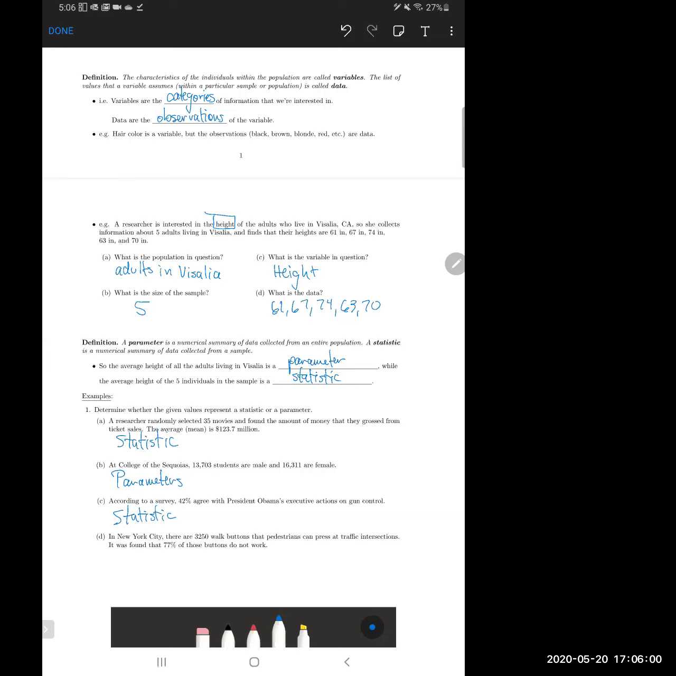Okay. And then part D, in New York City, there are 3,250 walk buttons that pedestrians can press at traffic intersections. It was found that 77% of those buttons do not work. This is kind of a ridiculous question. I don't know if you've ever been to New York City.